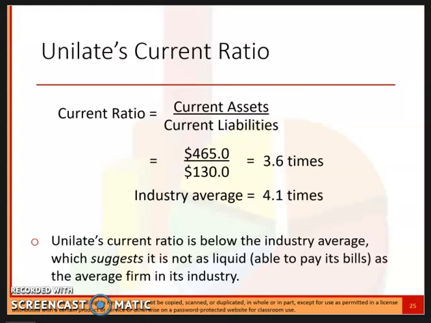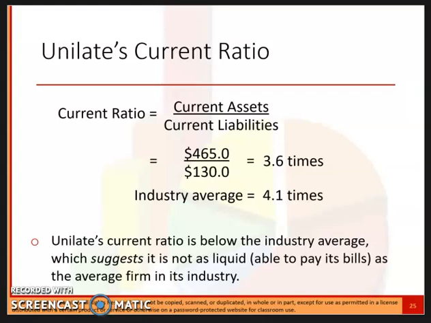We're just beginning to learn about Unilate, but we can see that the current ratio is less than the industry average. What does that tell us? It's that the firm is not as liquid, doesn't have as great an ability to pay its bills as the average firm in its industry.